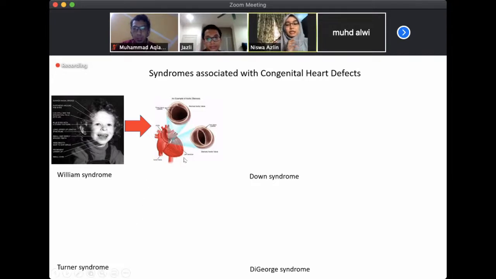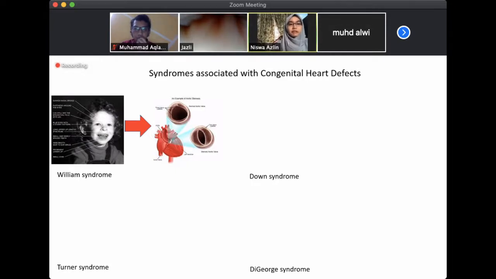Usually this elastin arteriopathy is characterized by a low level of elastin, as well as hyperproliferation of the smooth muscle cells at the aorta, and this abnormal proliferation causes the narrowing. The common site is the proximal ascending aorta. However, it can also affect other parts such as the branches of the aorta, as well as the pulmonary and coronary arteries. So that's all for the congenital heart disease associated with Williams syndrome.